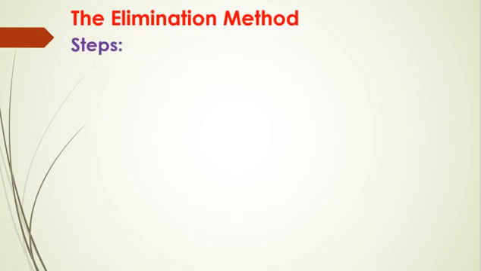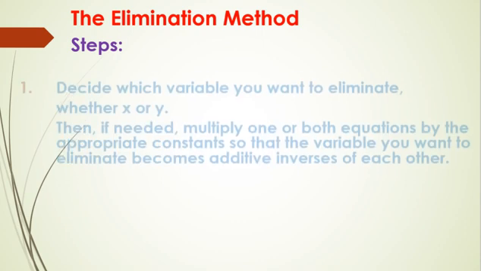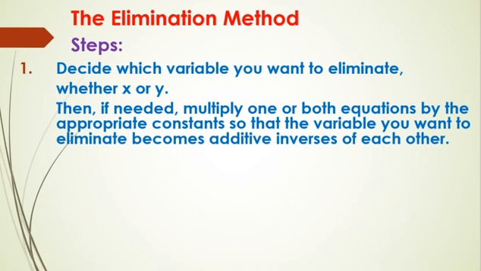There are 4 steps on how to solve a system of linear equation in two variables using the elimination method. Let us be guided by these 4 steps. Step number 1. Decide which variable you want to eliminate or remove, whether x or y. Then, if needed, multiply one or both equations by the appropriate constants so that the variable you want to eliminate becomes additive inverses of each other.